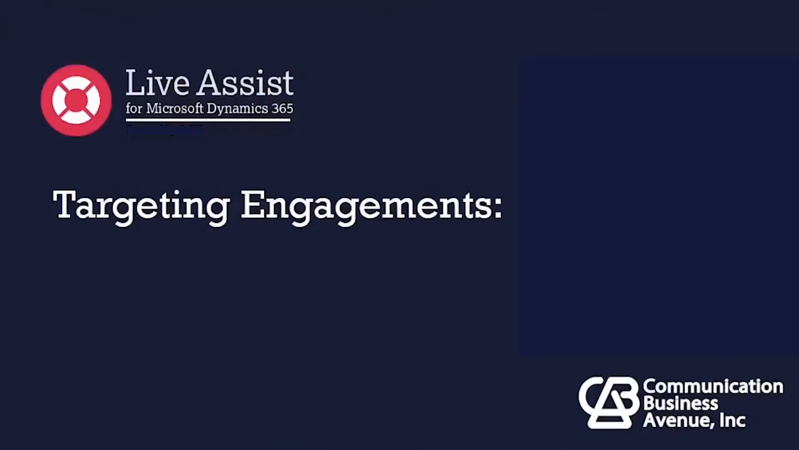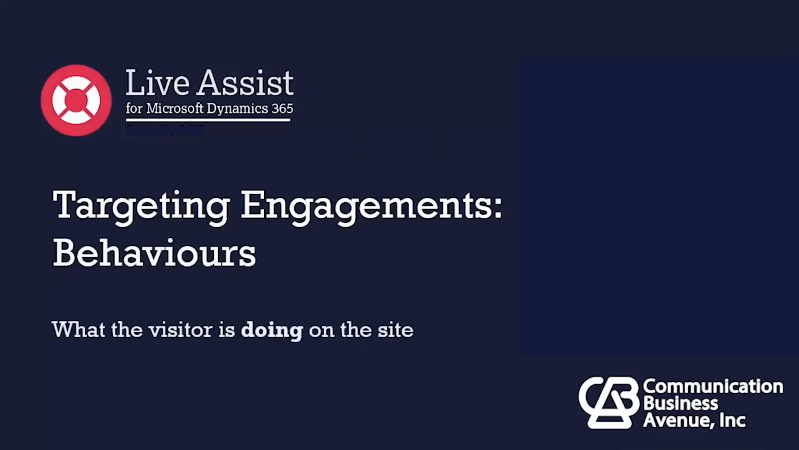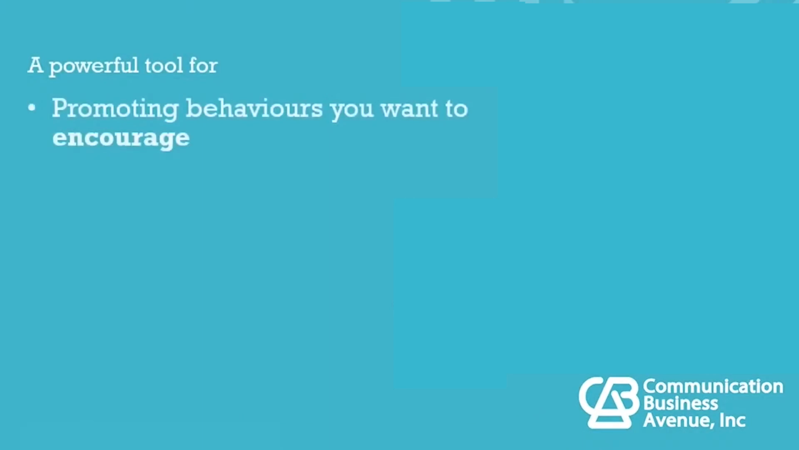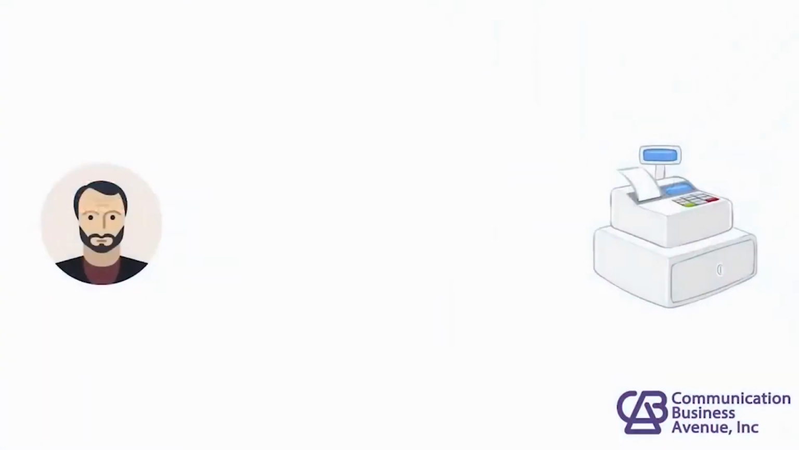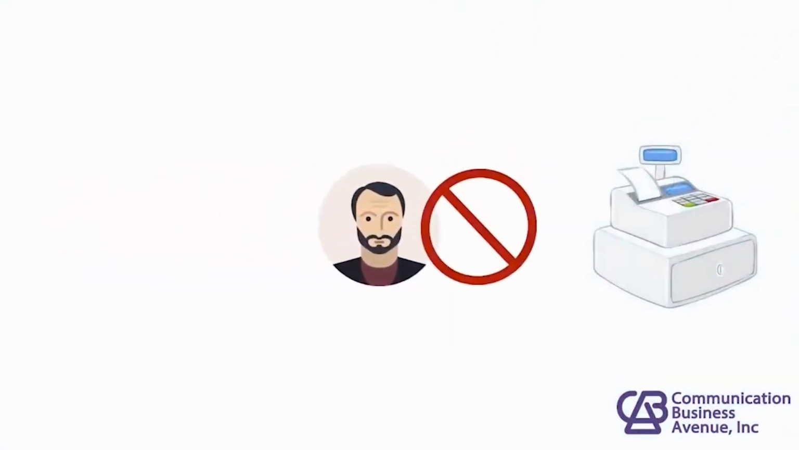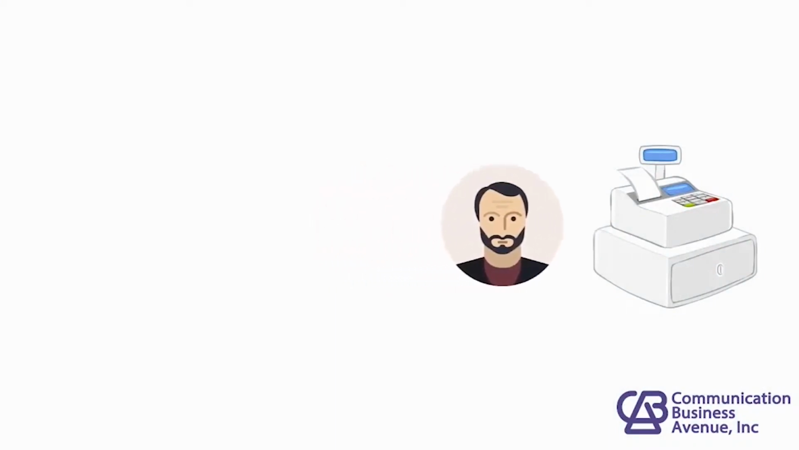In this video, we'll use Live Assist for Microsoft Dynamics 365 powered by CafeX to trigger an engagement based on visitor behavior, on what the visitor's doing on the site. It's an incredibly powerful tool for promoting behaviors you want to encourage and interrupting behaviors you want to discourage. Perhaps the visitor has started making a purchase, but then for some reason changed his mind. Wouldn't it be great if we could detect that behavior and offer some assistance or an additional incentive to get the purchase back on track?